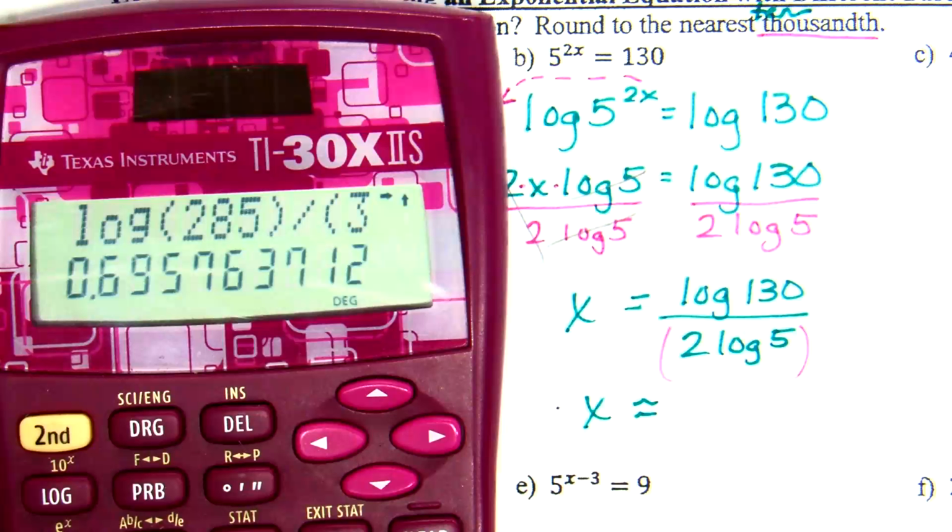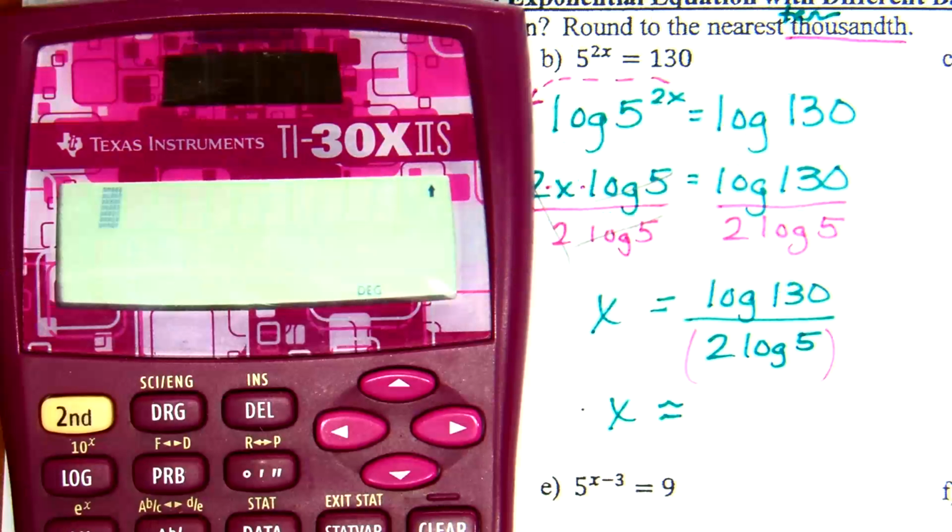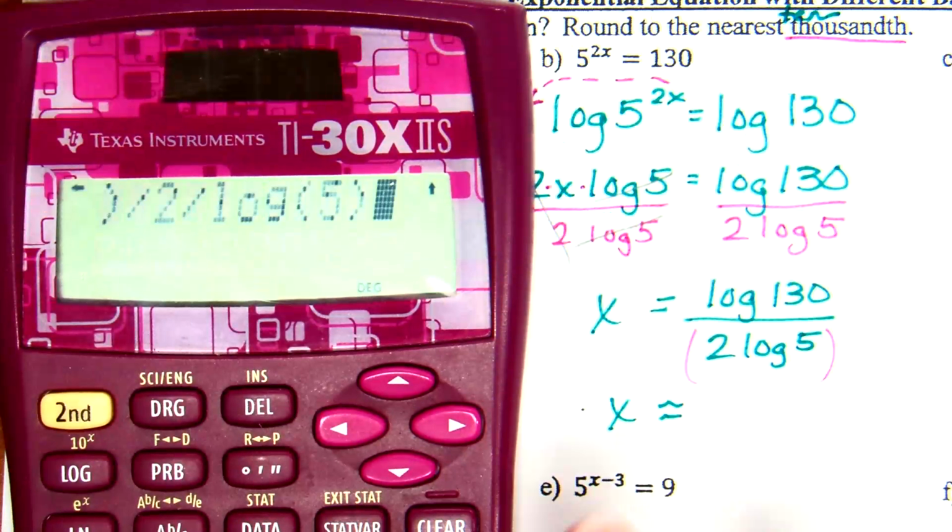Now, how to do this on the calculator? Your goal is to match my answer, right? You can do log 130 divided by parentheses 2 log 5. Or if you want, you could do log 130 in the parentheses, divide by 2, divide by log of 5. And that will give you the correct answer as well. Does your answer match my answer?